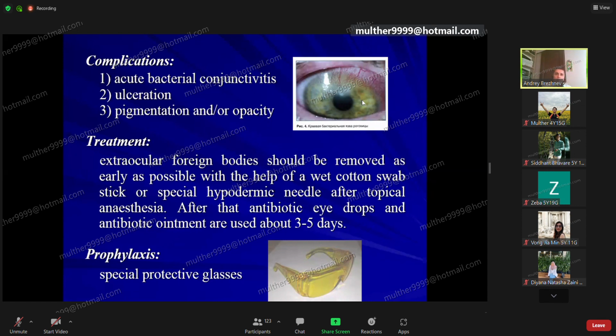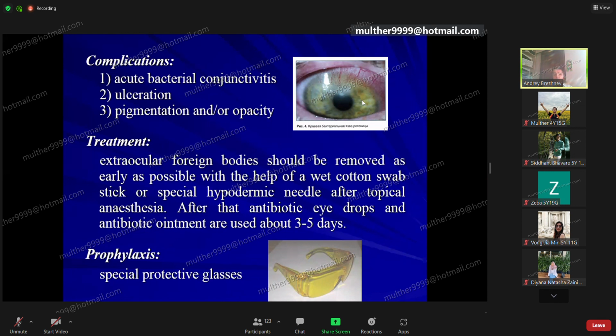Don't forget to prescribe your patient antibiotics after removal of foreign bodies. Antibiotics in the form of drops and ointments for about 3-5 days. We use them to prevent secondary inflammation and to prevent infection complications.